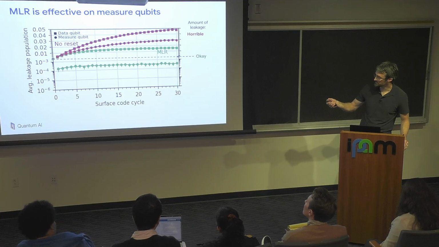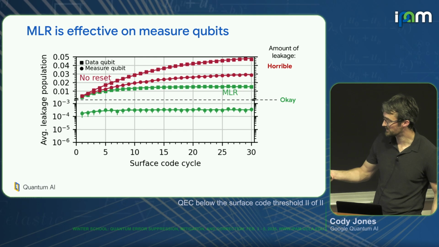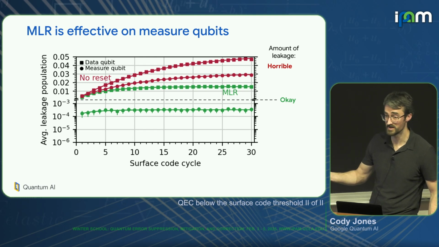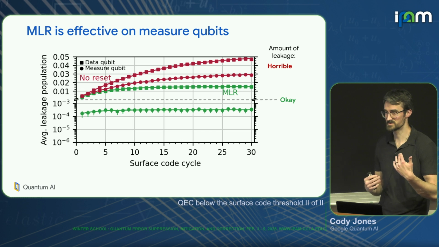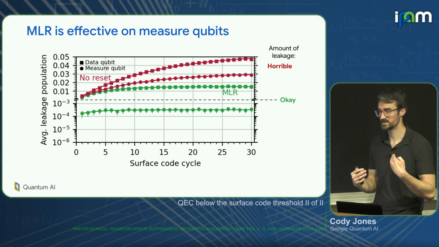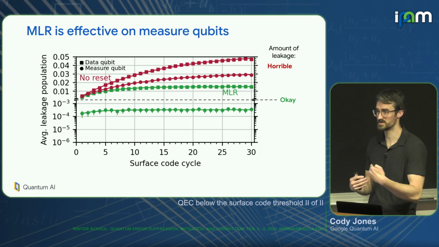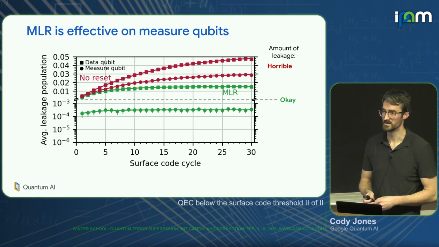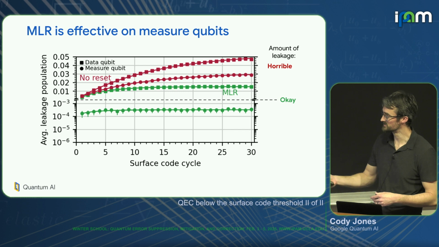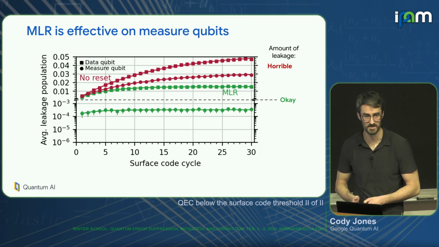Leakage is building up if you do nothing. And then with MLR, the leakage on the measure qubits is very, very suppressed. For data qubits, it's still building up, but it reaches some lower saturation value. That means there's a balance between the rate at which leakage is being generated and the rate at which it finds its way to a measure qubit to be removed. Those 2 rates saturate into this 1.5% leakage population.